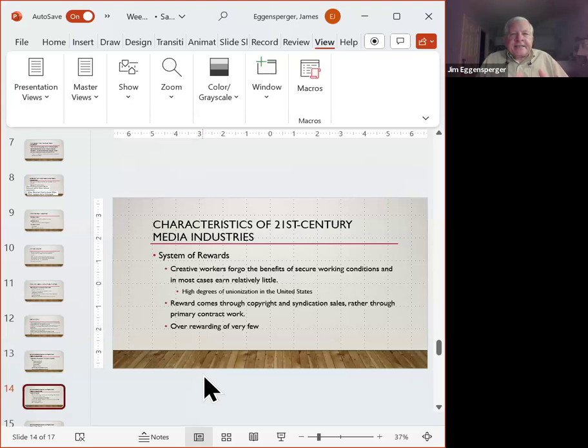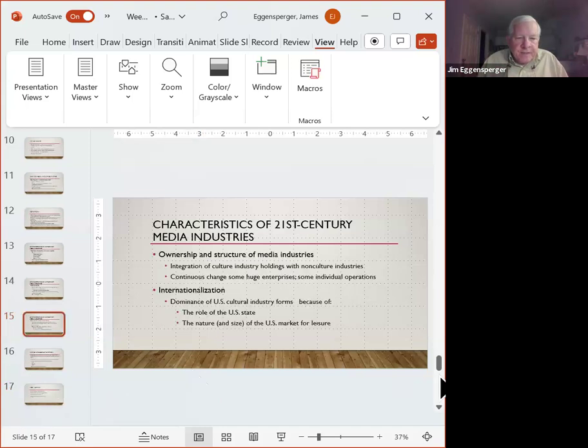But that is the exception, the big, big, big exception, not the rule. You can get highly rewarded if you're in this industry and you are good at it.